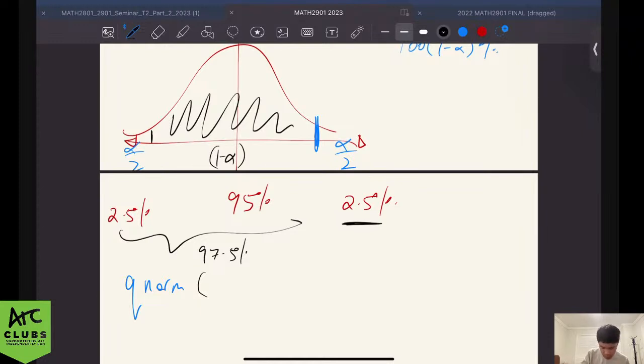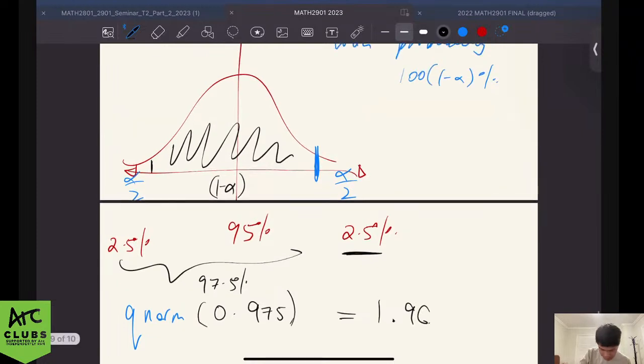It's like 0.975. And you don't have to specify any parameters, because by default it'll do 0, 1, and that should give you something like, I think it's 1.96. Okay, so this will be 1.96, and so basically what you're saying is this thing I've just constructed.